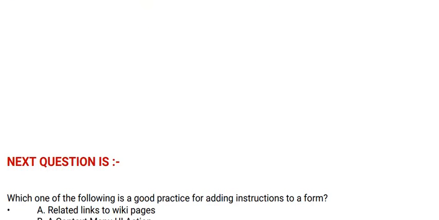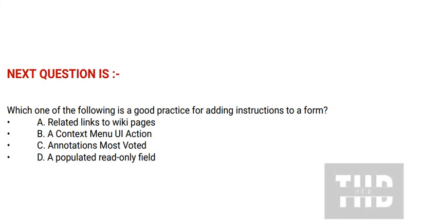Next question is, which one of the following is a good practice for adding instructions to a form? Option A, related links to wiki pages. Option B, a context menu UI action. Option C, annotations. And option D, a populated read-only field. The correct answer is option C.